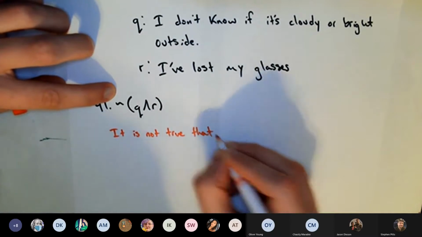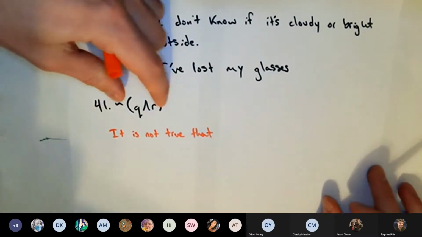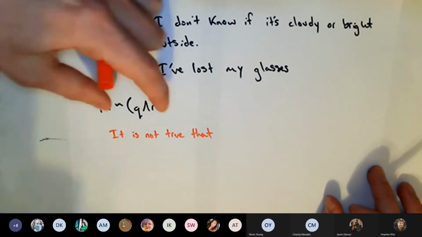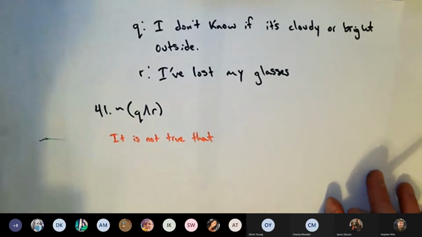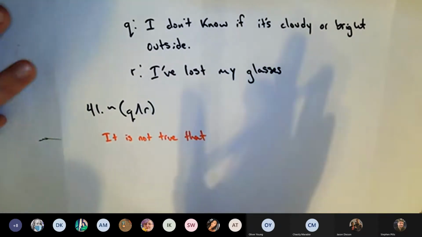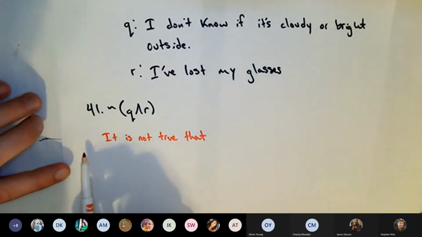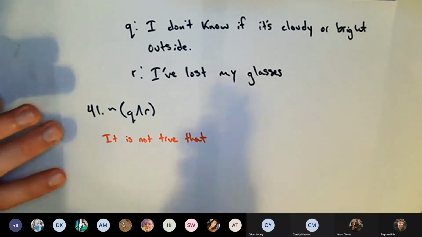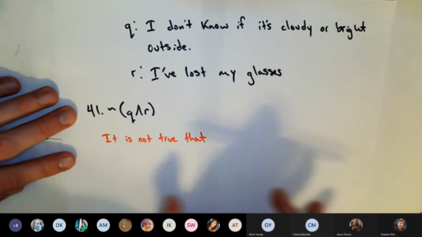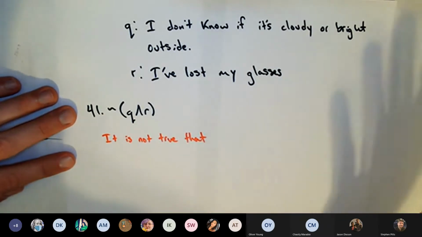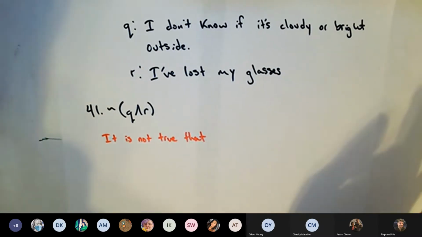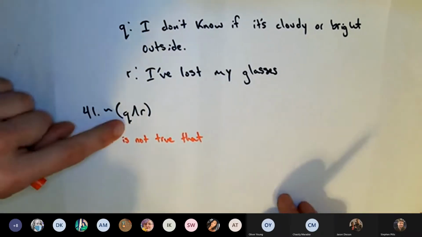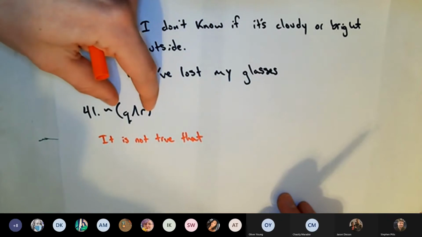So whenever you're starting off with a negation, you're negating the entire thing, not just the first part. This is not just the negation of Q, right? This is the negation of this entire statement. The way we deal with that in English grammar is we start off with something like "it is not true that" or "it is not the case that." That lets you know that the entire rest of the sentence is being negated. It's very subtle, right? It's a subtle change that takes you from just negating Q to negating the whole thing.